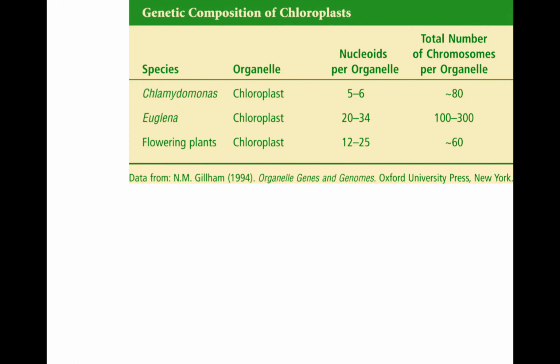The genetic composition of chloroplasts in different species has a quite broad range. In Chlamydomonas, which is a single-celled organism with a flagella, it has approximately 5 to 6 nucleoids per chloroplast, with about 80 chromosomes per organelle altogether. Euglena, which is also a single-celled flagellate, has quite a bit more. It has about 20 to 34 nucleoids per chloroplast with about 100 to 300 different chromosomes.